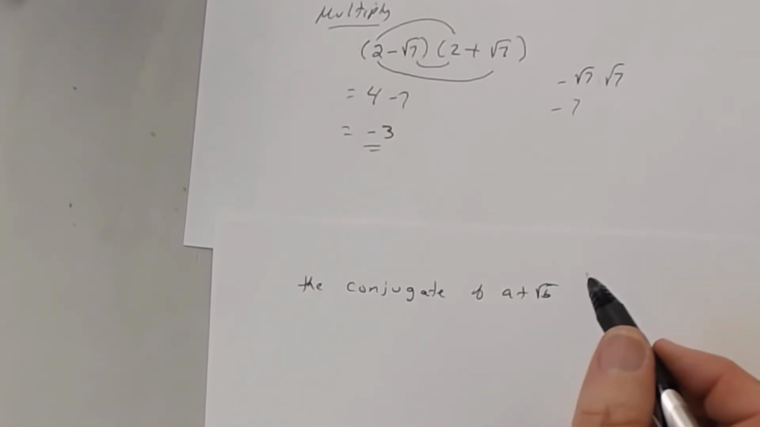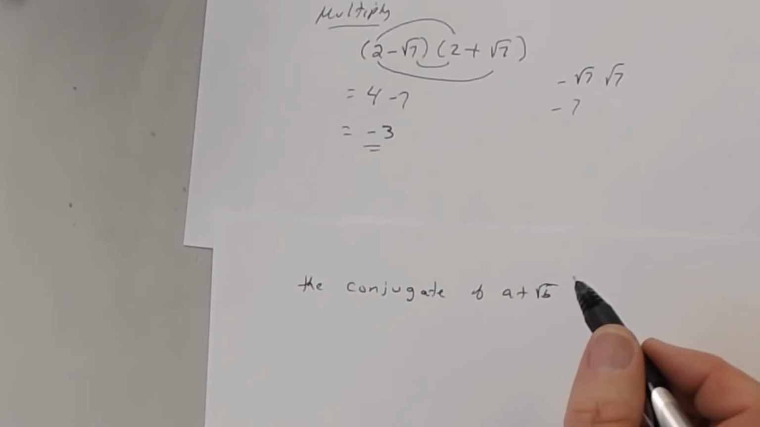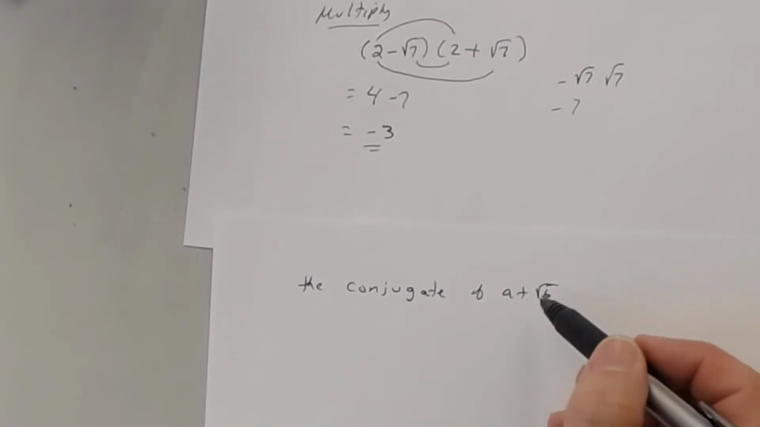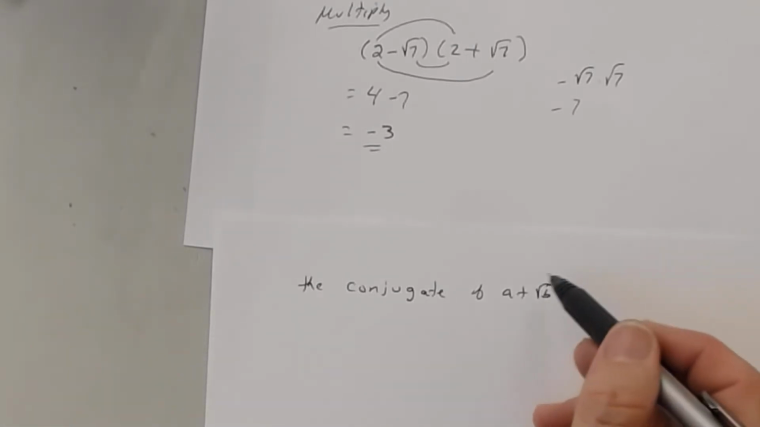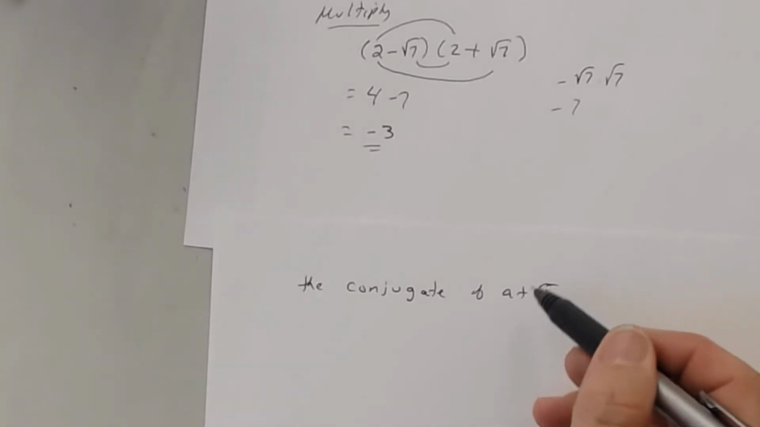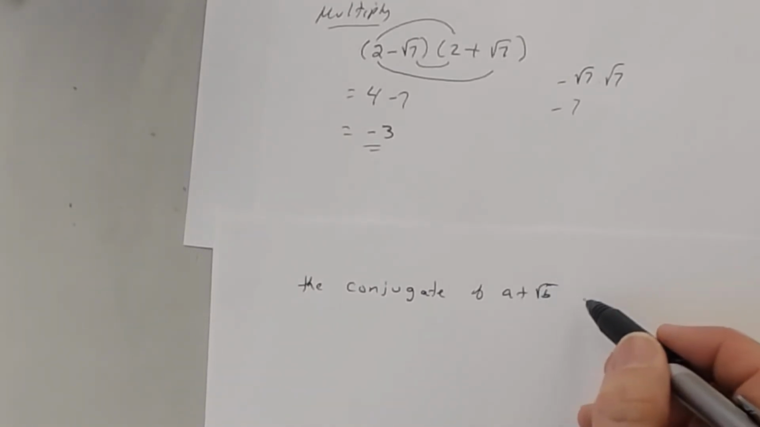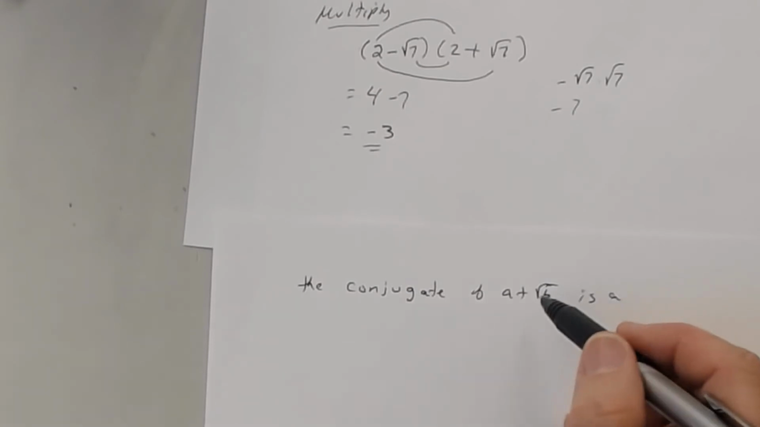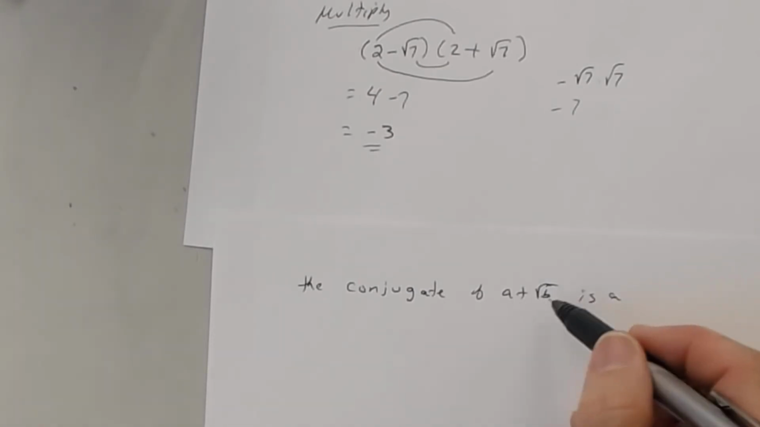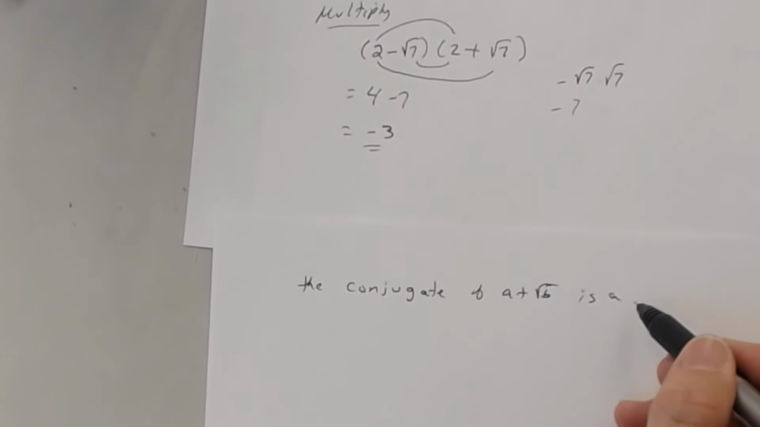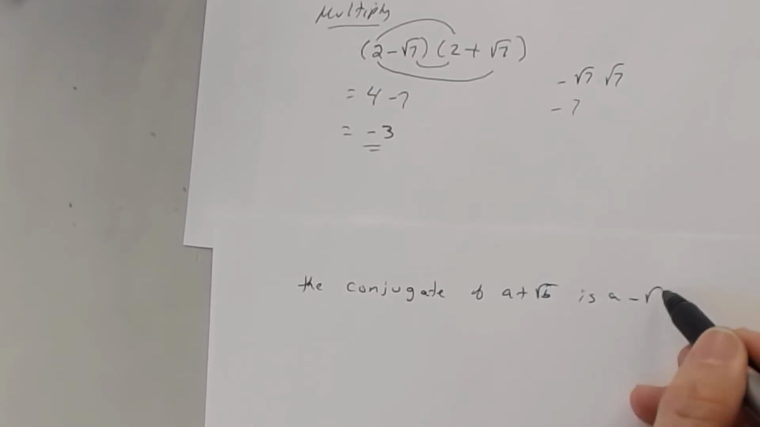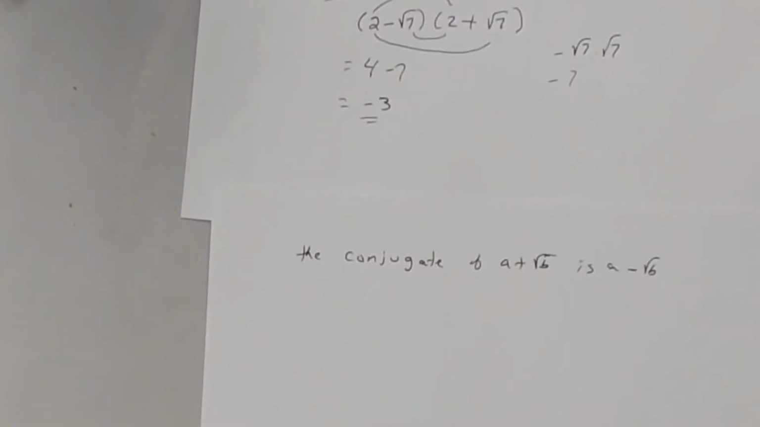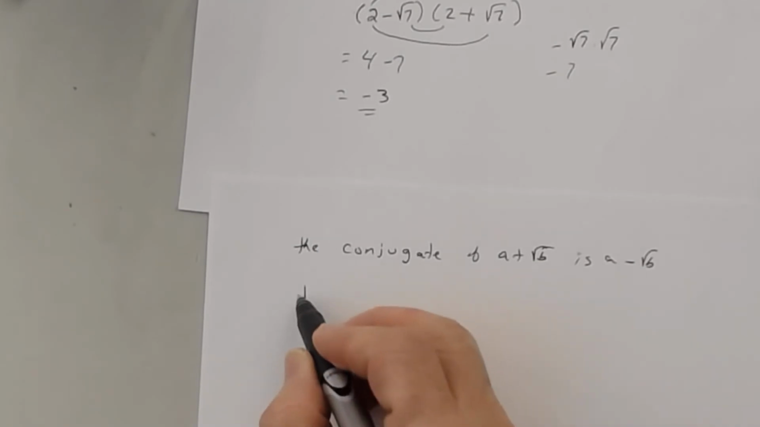all you do to find the conjugate is just change the middle sign, basically. So you're taking the opposite of that second term. So the conjugate of A plus the square root of B is A what? Minus the square root of B. Okay?